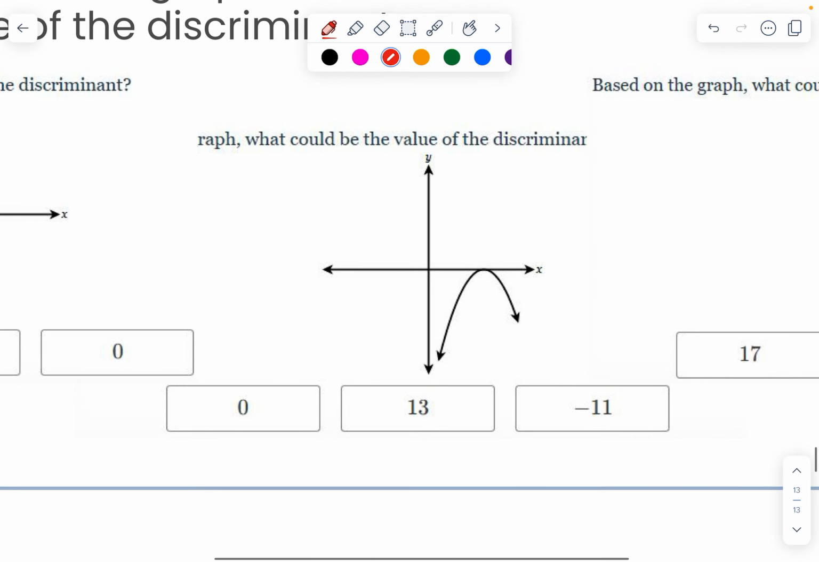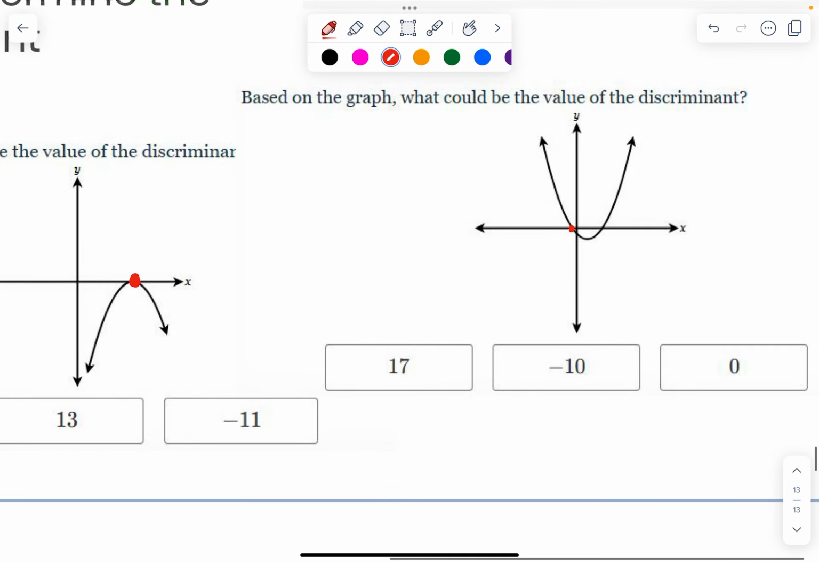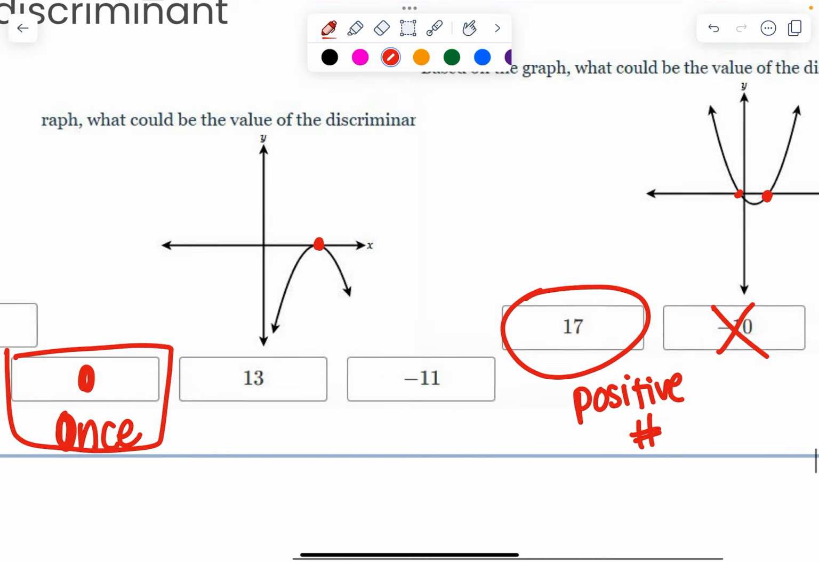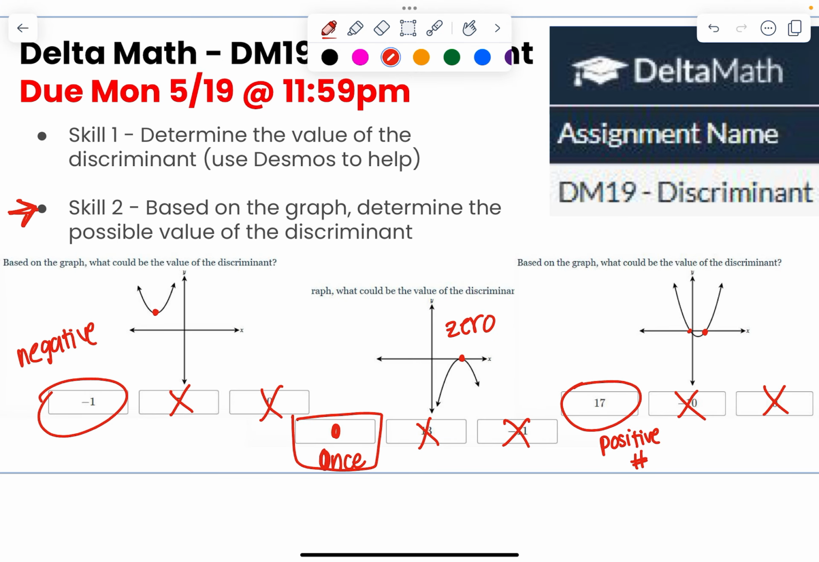Another graph might look like this, right? This guy's only touching it once. If it's only touching it once, you're going to go with 0. 0 and once. I don't know. It's kind of helpful. And same, if you see that it is crossing it twice, that's going to be a positive number. See how -10? That's negative. See how 0? Not going to be it, right? So use this to help you. It's going to be 0 here, not positive or negative. Here, this guy's going to be negative, not positive, not 0. Those are your type of situations. That right here, my friends, is skill number 2.